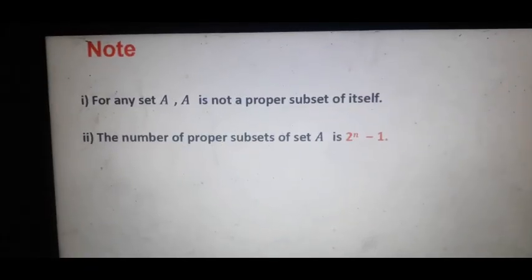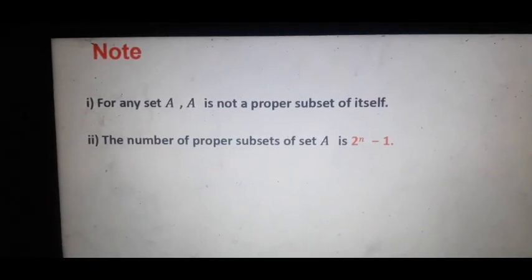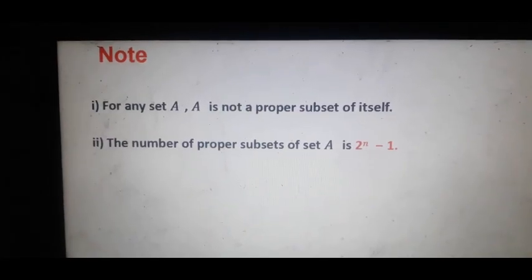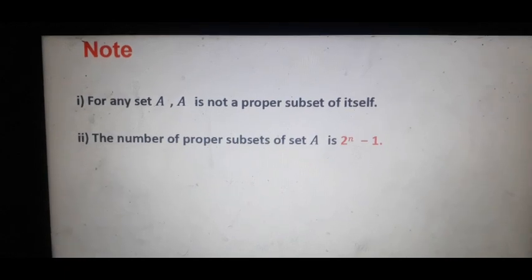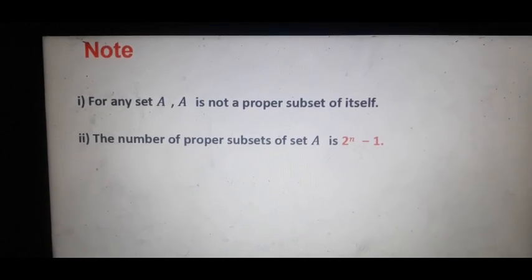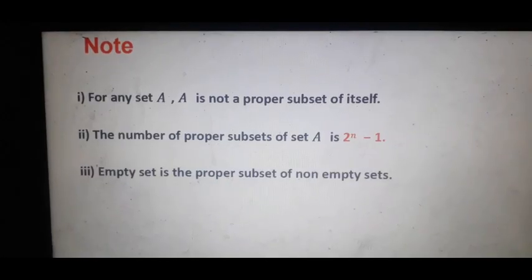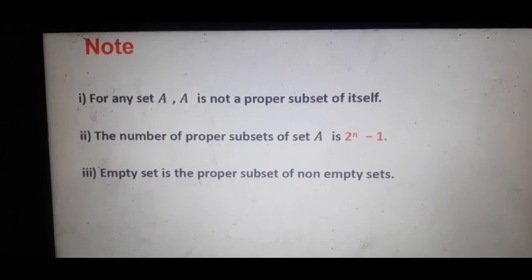Okay. Note that any set A is not a proper subset of itself. Every set is not a proper subset of itself. The number of proper subsets of set A is 2 raised to n minus 1. The empty set is a proper subset of a non-empty set.